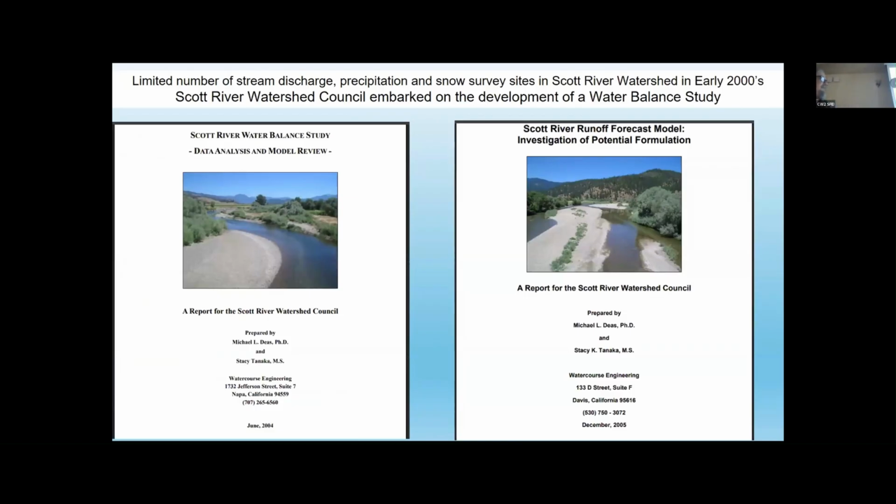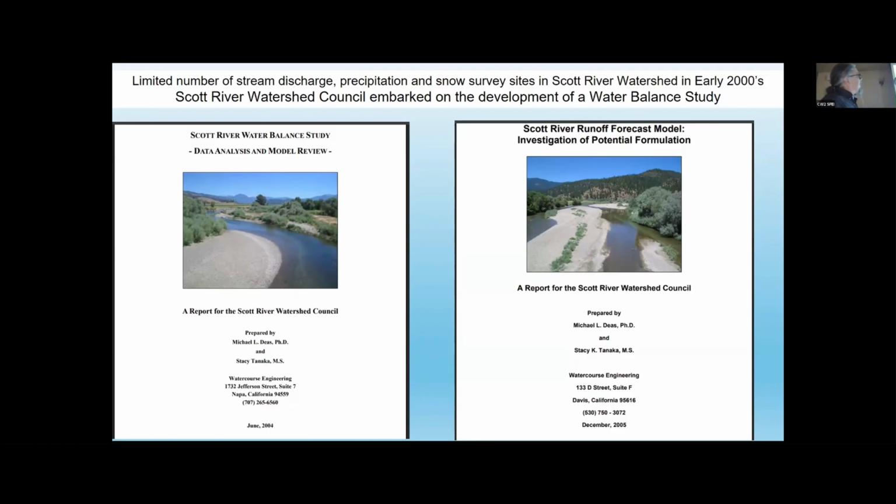I just wanted to step back a few decades, actually. In the early 2000s, the Scott River Watershed Council started really wanting to embark on developing the water balance. We had a relative paucity of data for the Scott. We had the snow courses, some precipitation stations for the precipitation and snow that was coming in. We had the USGS gauge, which we were going to speak to for the discharges coming out. But outside of that, the whole watershed was kind of a black box of what was happening.